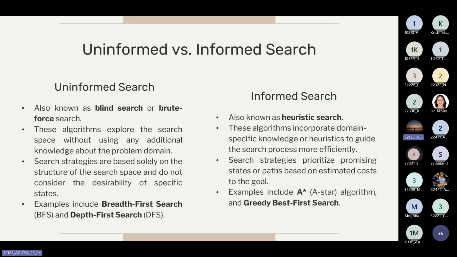So if I have 5 possible paths I can take to the college, an uninformed search will look at all the 5 paths from the start, that is my house, and the end, the college. But an informed search looks at the time which will be required for each of these paths, and it will choose the best path to go from my house to the college. Examples of uninformed search would be breadth first search and depth first search. And examples of informed search are the A star algorithm and greedy best first search.